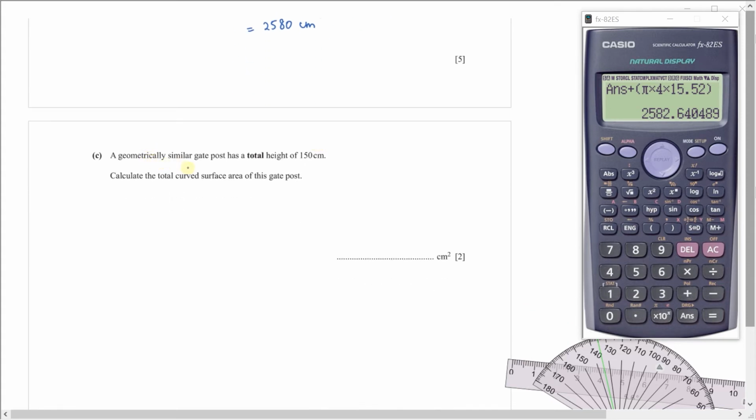Part C: a geometrically similar gate post has a total height of 150 centimeter. Calculate the total curved surface area of this gate post. So let me call this gate post B.